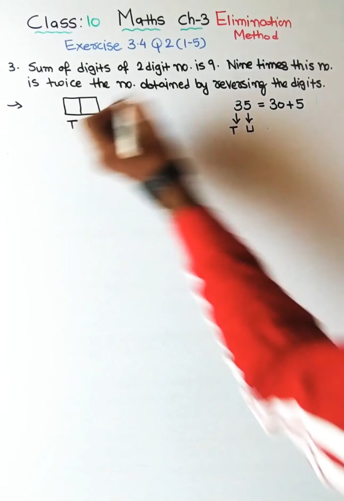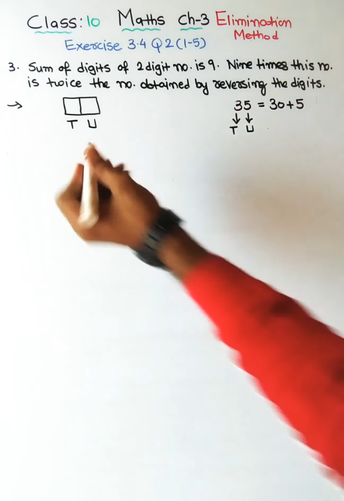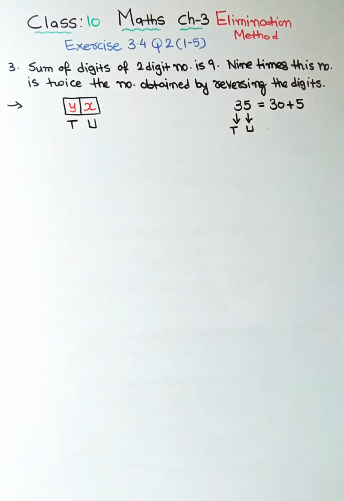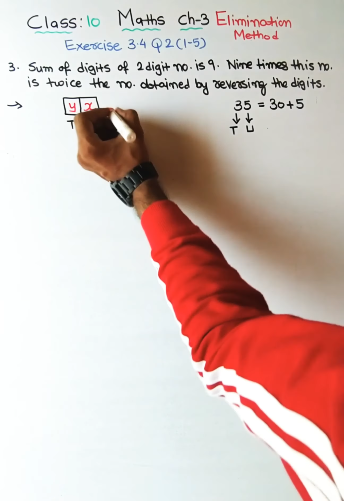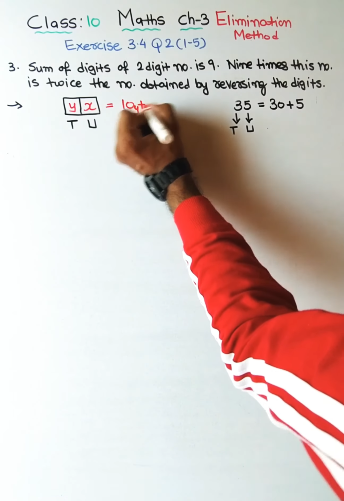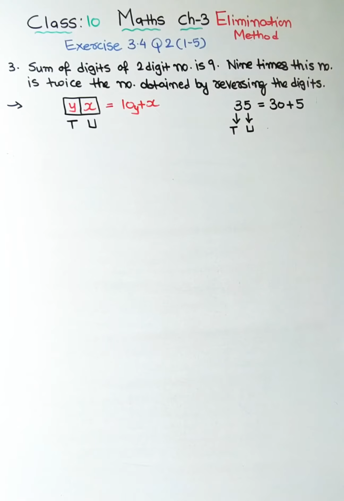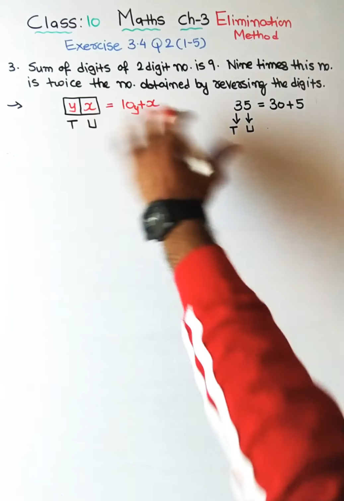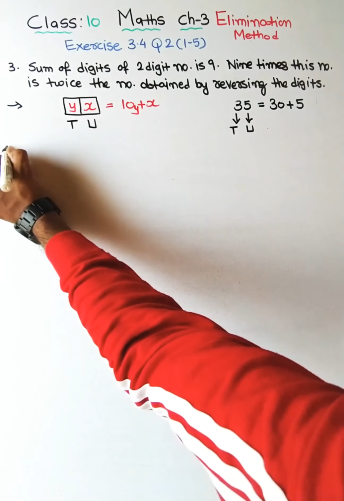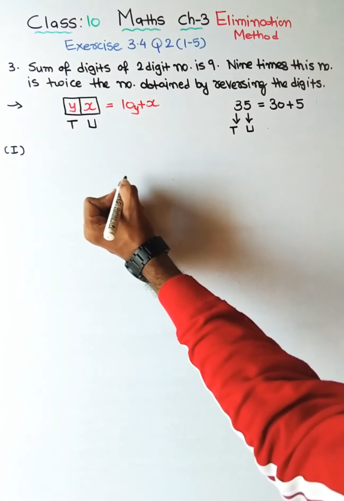Same way, if we represent the units digit as x and tens digit as y, how can we represent the original number? That will be 10y plus x. Now if we interchange it, it will become a different one. So let us see that in the second condition.